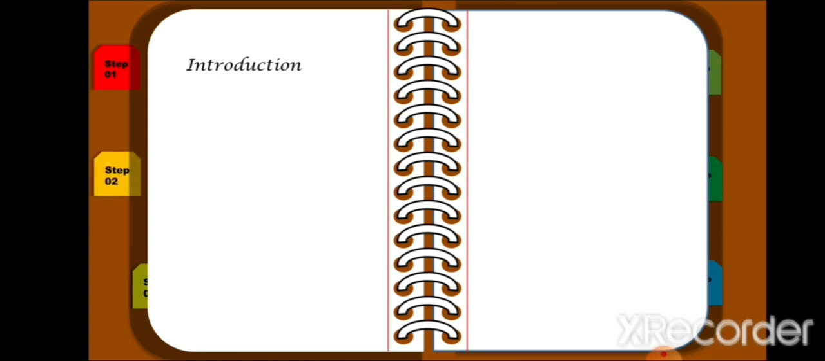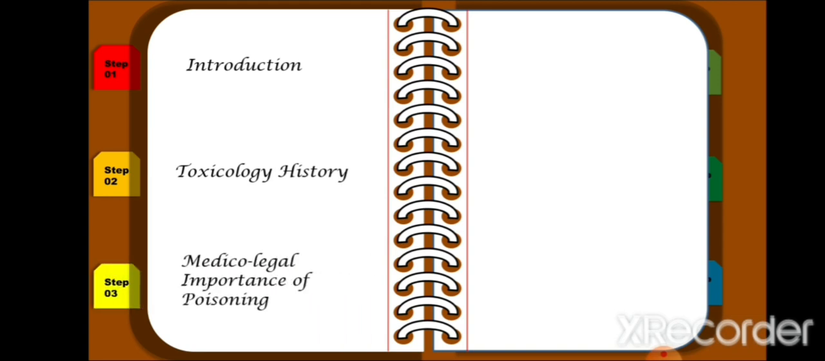Step 2, we will learn about history of toxicology, how this branch of toxicology evolved in due course of time. In step third, we'll learn about medico-legal importance of poisoning. What are the laws related in the cases of poisoning?